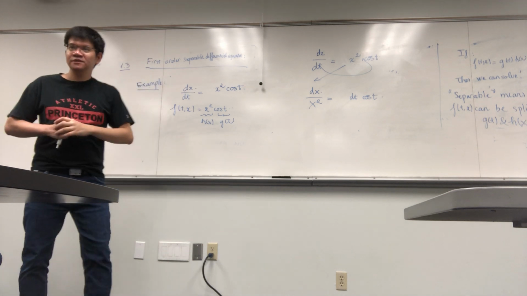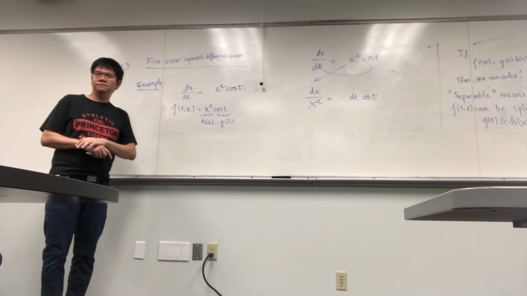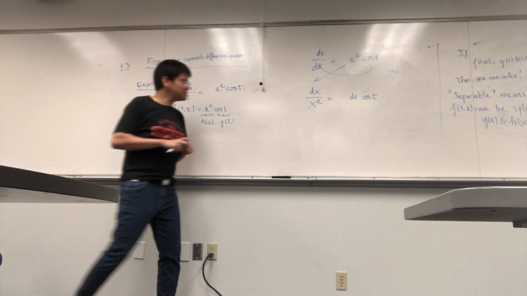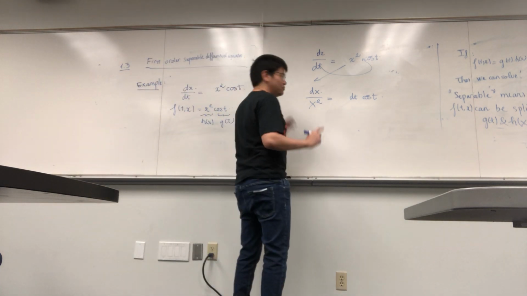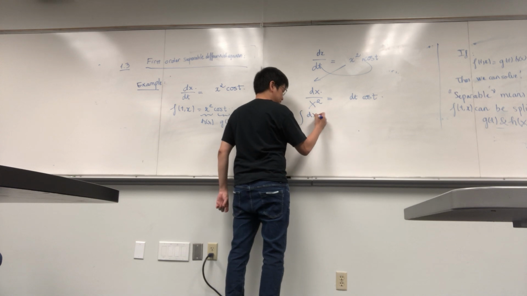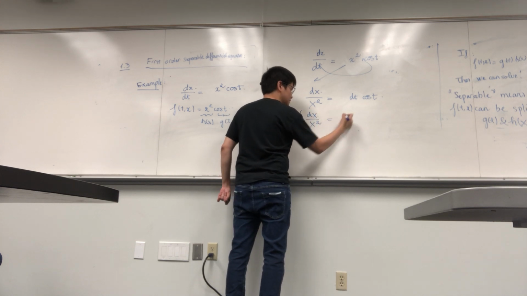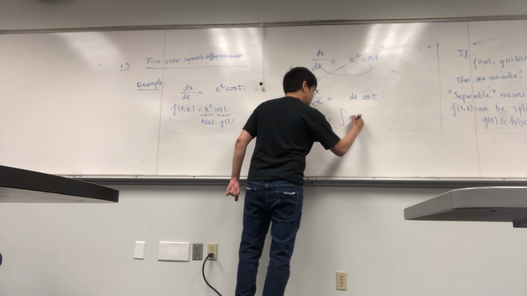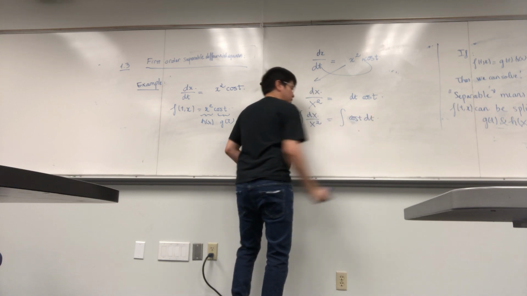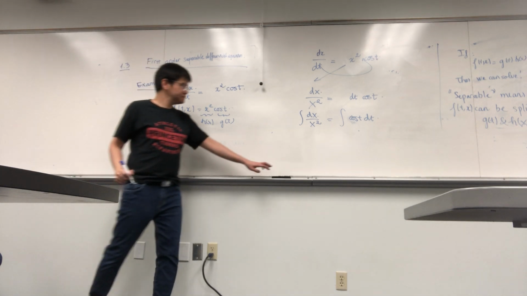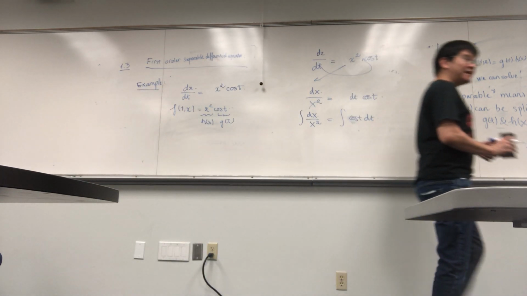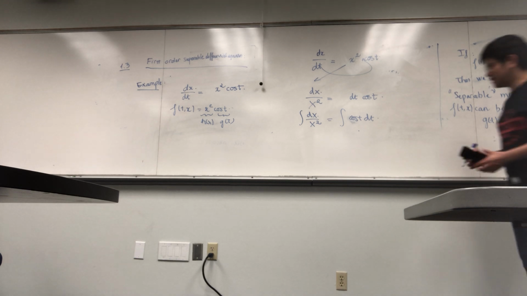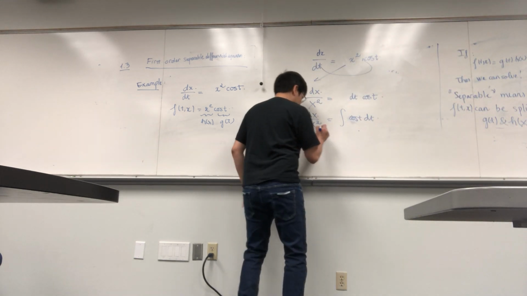Right? So now what should I do? Yes? Integrate both sides. So now what I do is I integrate both sides, the integral of dx over x squared equals the integral of cosine t dt, right? Which means that I'm going to take the antiderivative of both sides. So what is the antiderivative of 1 over x squared?